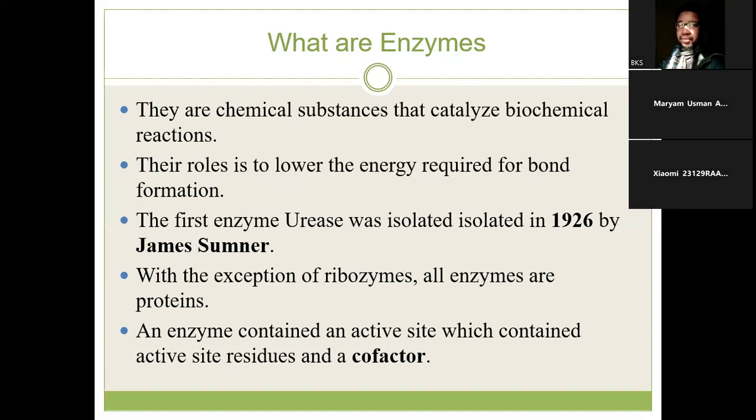When we go back a bit to history, we can see that there are several processes, which we don't need to mention here because of time, in which the activity of enzymes was witnessed. But the first enzyme was isolated in 1926 by James Sumner. And what enzyme is that? That enzyme is urease. I think when we are doing metabolism, we will know what role the enzyme urease plays.